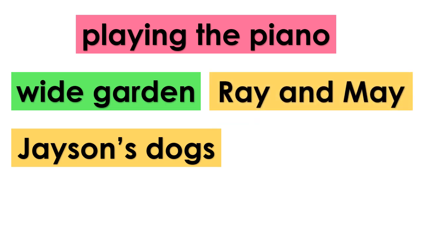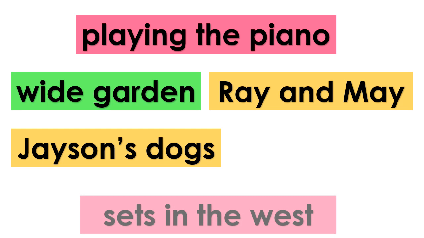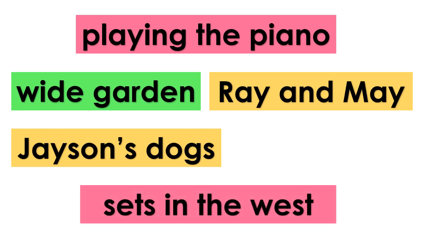Ray and May. Sila lang dalawa subject, no? Pero anong ginagawa ni Ray and May? Nakalagay ba? Ray and May are friends? May nakalagay bang ganon? Wala. So, hindi kompleto, kaya non-sentence. Sets in the west. Ano yung lumulubog sa west? Sa kanluran. Nakalagay ba? Hindi din. Kaya ito ay predicate, walang subject.